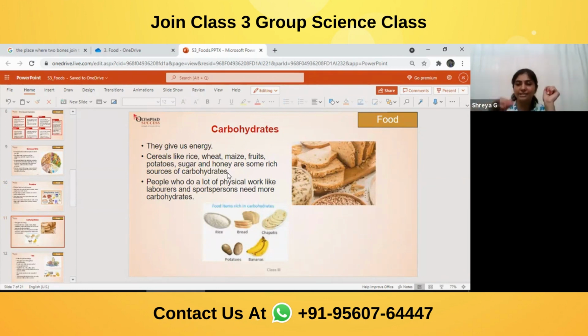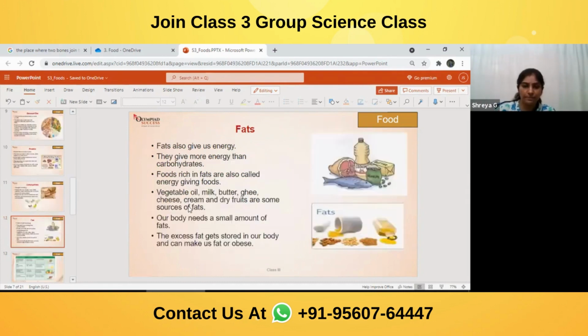Like find the odd one out. They will write rice, they can write potatoes, they will write fish, and they will write honey. So all other are carbohydrates except fish. So fish is odd one out. Like these the questions come. Okay. So you need to know all the examples. People who do a lot of physical work like laborers, sports person need more carbohydrates.